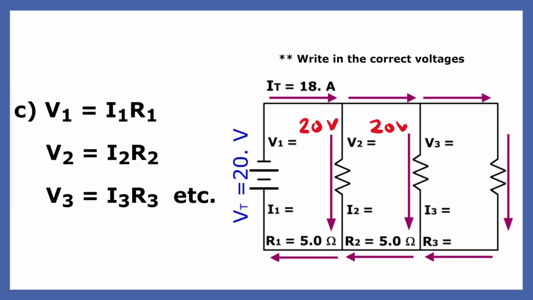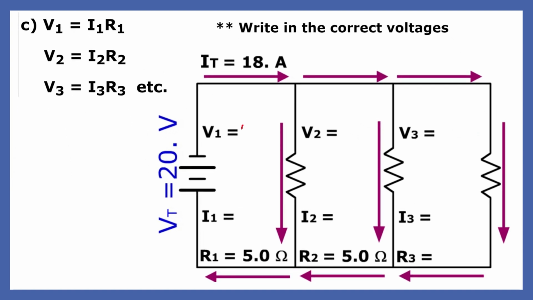Ohm's law states that the voltage of each resistor equals the current times the resistance. The current in the first resistor must be 4 amps, since 4 times 5 is 20. The second current is also 4 amps for the same reason.